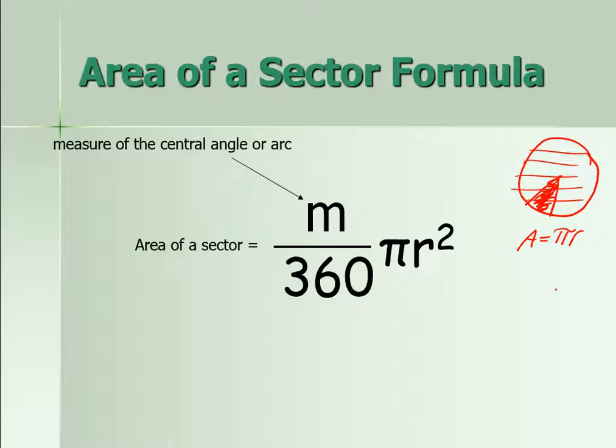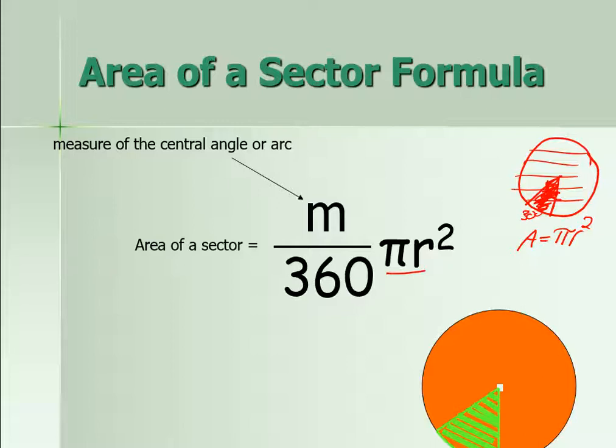Well, this fractional part is determined by the angle measure here. If I told you that this central angle was 30 degrees, the fractional part of this entire circle is going to be 30 degrees over the whole thing, 360, times pi r squared. There should be a squared here. Okay, so there's my little fractional piece.